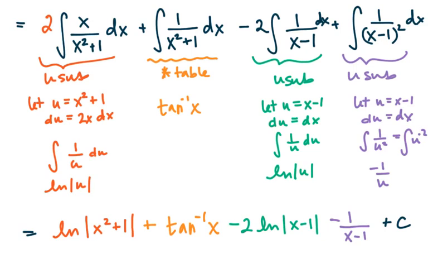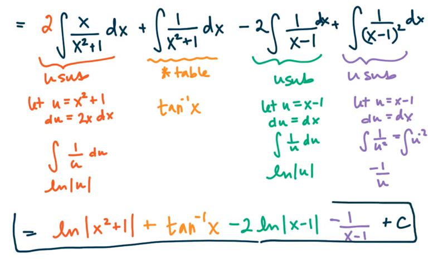So this is my final answer, and this is how I deal with integrating something that has to be broken down by partial fractions, but we have a non-reducible, non-linear factor in the denominator.